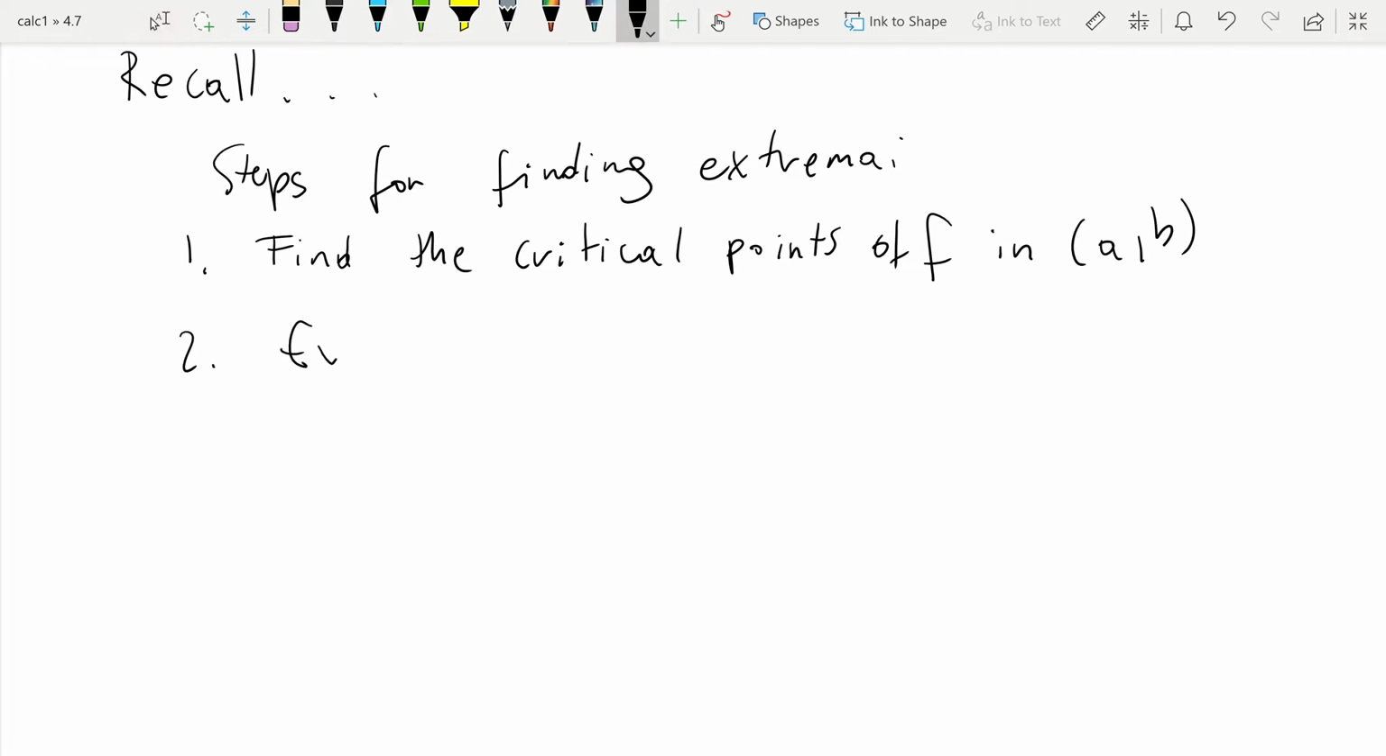Then we need to evaluate f at the critical points and also at the endpoints.